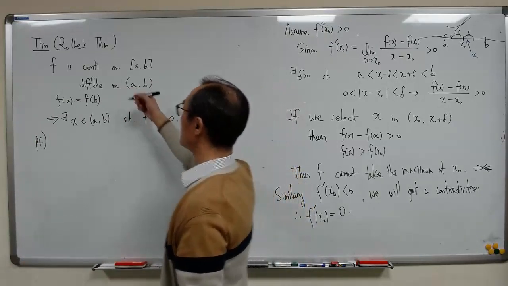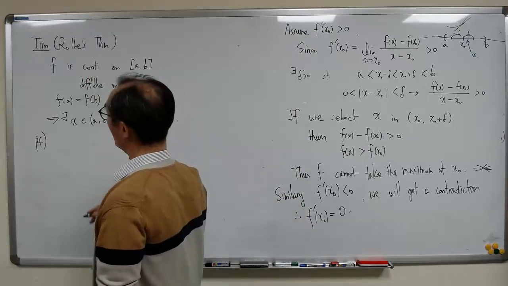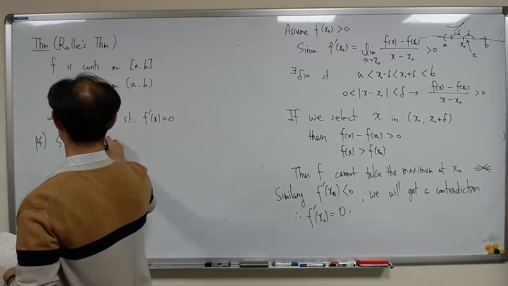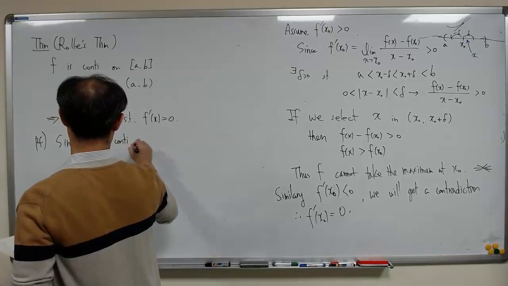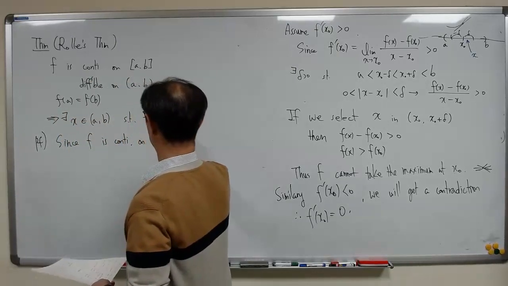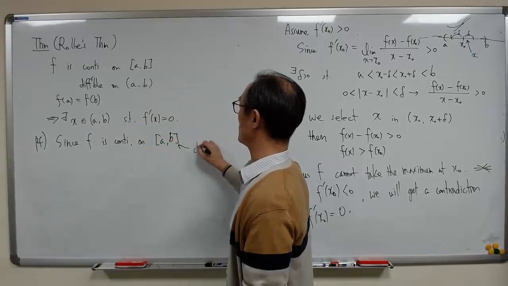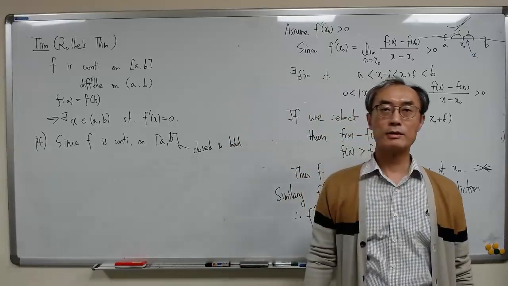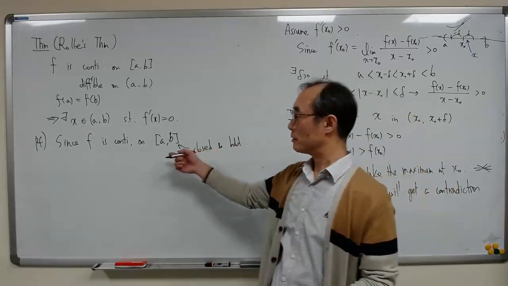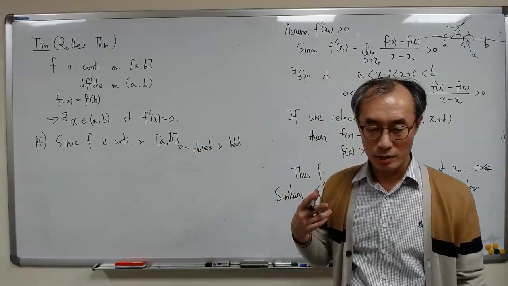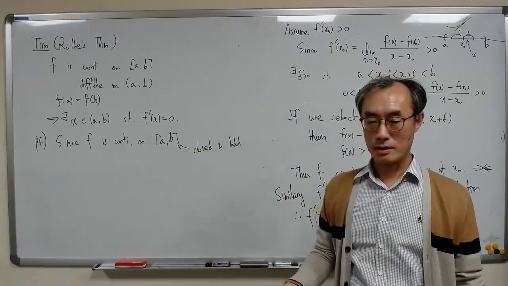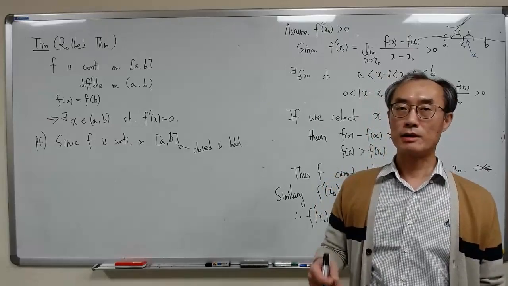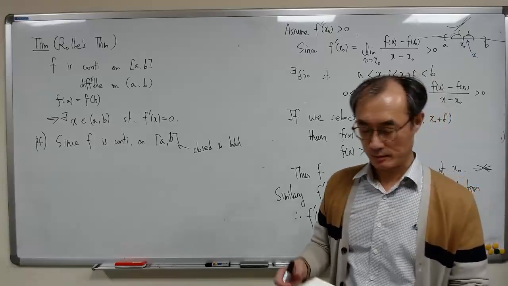Okay, since we have a continuous function over a closed and bounded domain, since f is continuous on a closed interval, and this interval is closed and bounded. A continuous function defined on a closed and bounded interval has a nice property. You can always guarantee the existence of maximum and minimum, right?